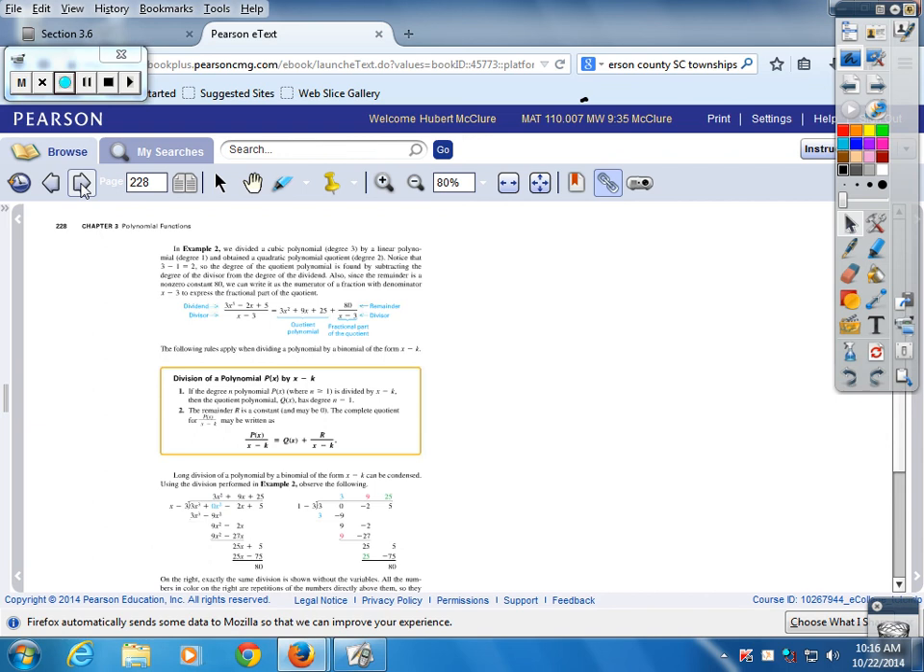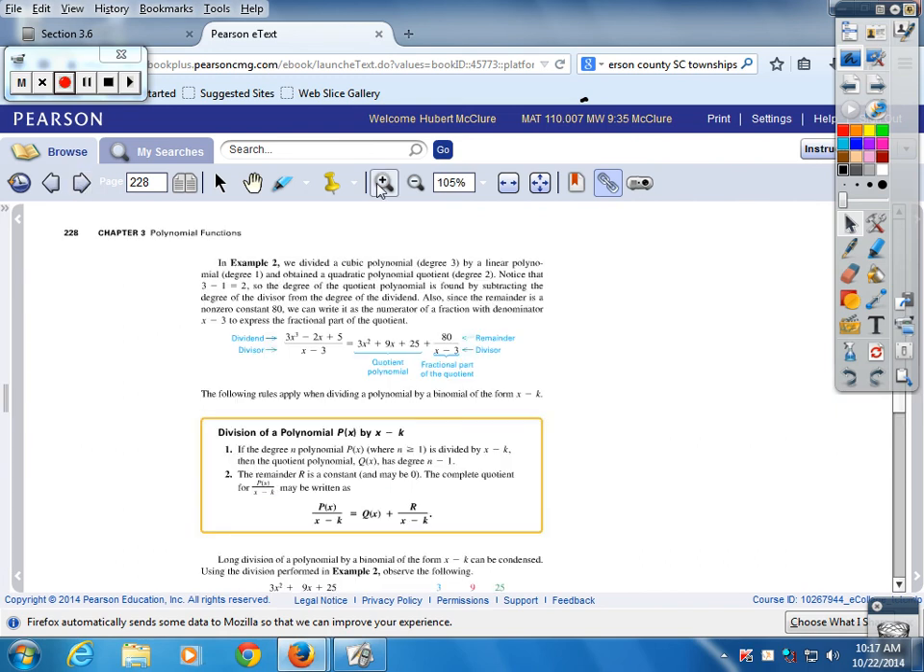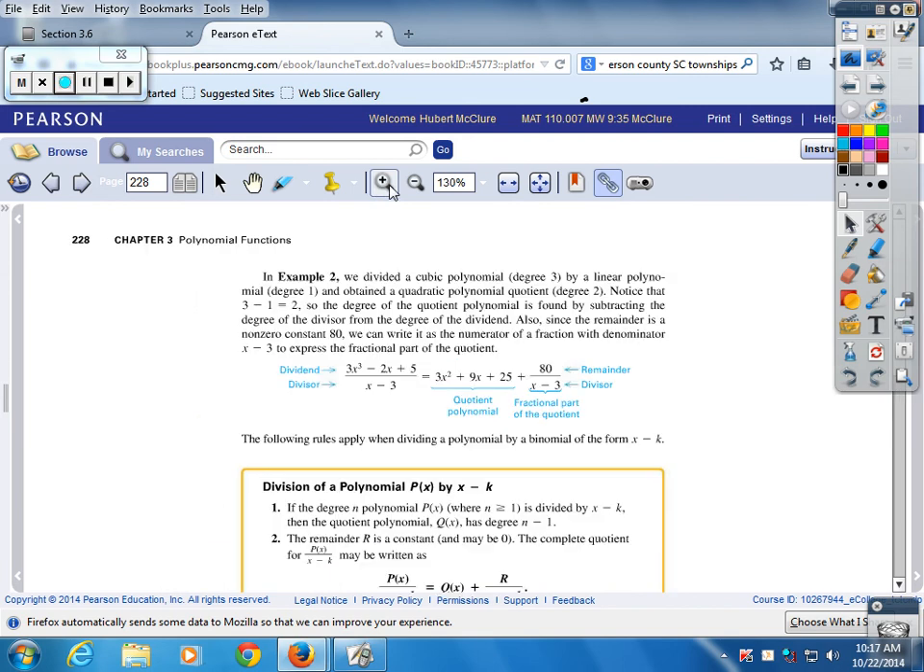Here we go. Let's do this one. Can you read it? It's too small. It's on page 228. Yeah. Right here.